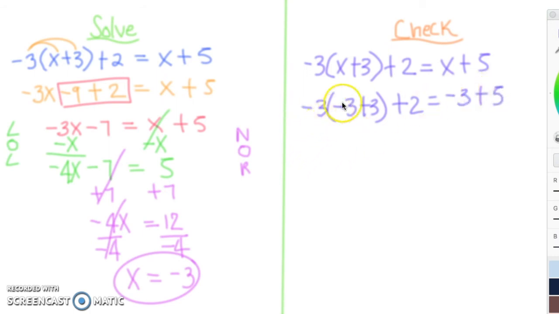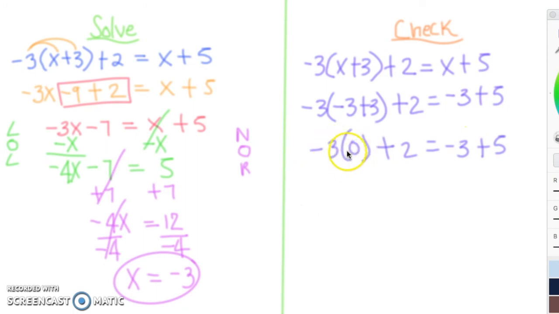All right, let's continue. Let's do what's in the parentheses first. So I have -3. Now, -3 plus 3, my signs are different. I'm subtracting, which would leave me with 0. Plus 2 is equal to -3 plus 5. Hope that's making sense to you so far.